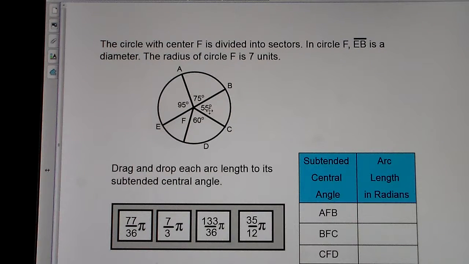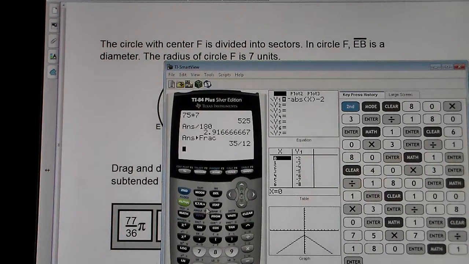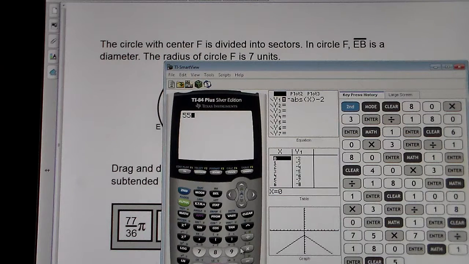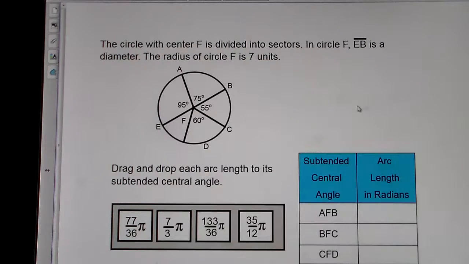We now do 55 degrees, so it'll be 55 times the radius, so 55 times 7 divided by 180. Then hit math, 1, enter on the graphing calculator, and we get 77 divided by 36. So angle BFC is 77 over 36 pi. We drag it and drop it into here.